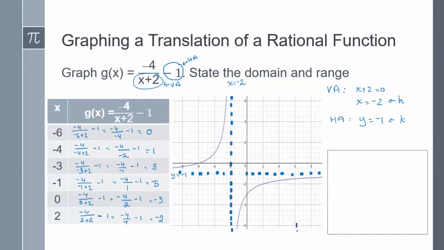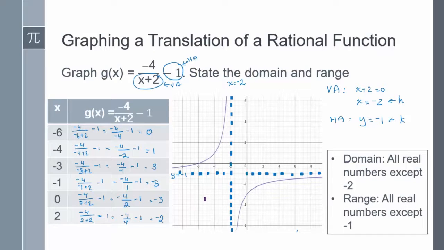Here's our graph of the function g of x equals negative 4 divided by x plus 2 minus 1. Our domain for this function is all real numbers except negative 2. The reason why it's not negative 2 is because I have a vertical asymptote at this point. And the range is all real numbers except negative 1, which is where I have my horizontal asymptote.